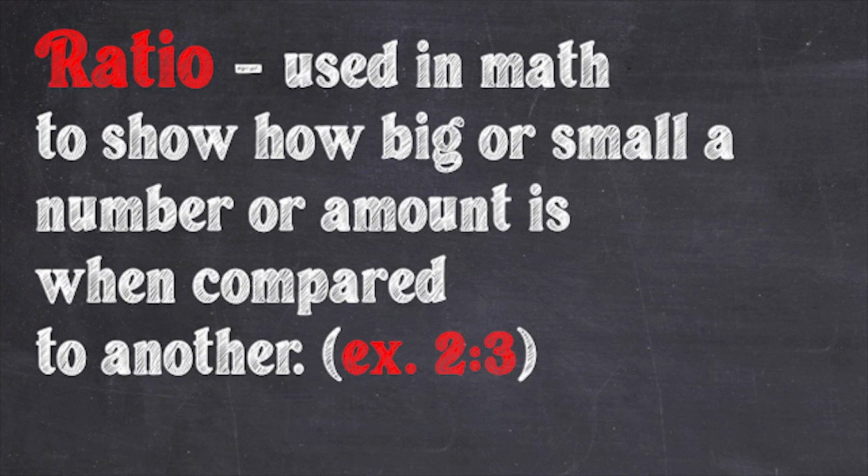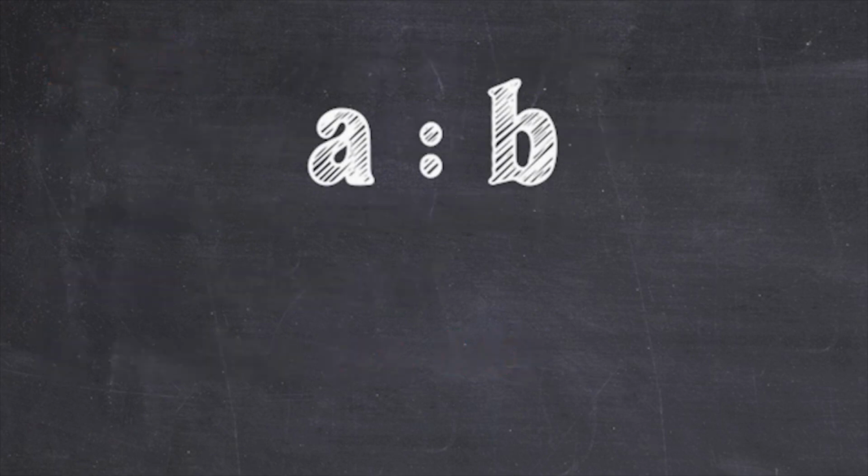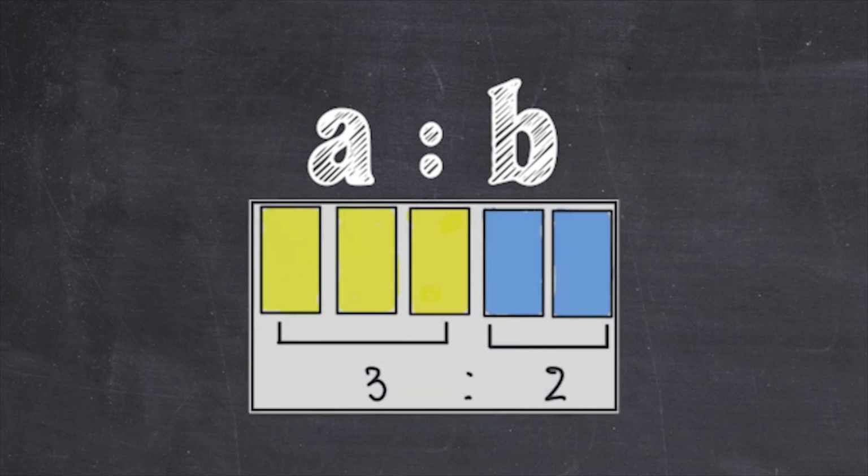In mathematics, we use something called a ratio to show how big or small a number or amount is when compared to another. When we use a ratio, we write the two numbers with a colon in between them, just like this. This is read as A to B, and it shows how big or small the number A is when compared to B. As an example, think about 5 blocks of two different colors. Out of the 5 blocks, 3 are yellow and 2 are blue. So the ratio of yellow blocks to blue blocks is 3 to 2.